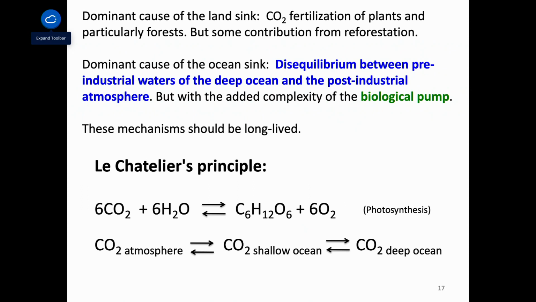The dominant cause in the oceans is more complicated. It's a disequilibrium between pre-industrial waters of the deep ocean and the post-industrial atmosphere, but with the added complexity of a thing called the biological pump. You're not going to be tested on this, so you can just listen. The biological pump happens when phytoplankton near the surface of the ocean eat some CO2 that's dissolved in the surface water, because they're up near the sunshine.